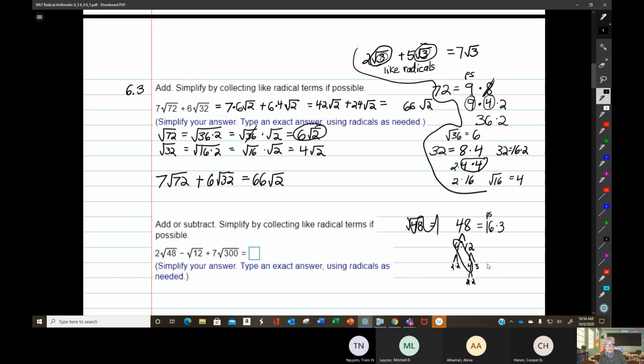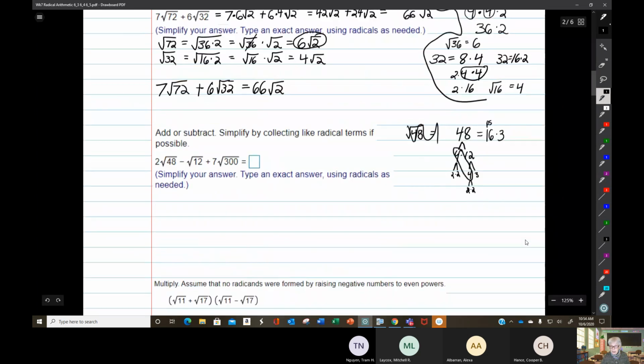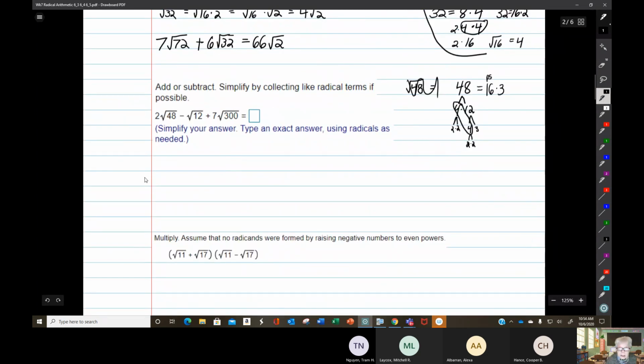Okay, pretty smart. So let's come down here and write it this way. The square root of 48 equals the square root of 16 times 3, which equals the square root of 16 times the square root of 3, and the square root of 16 is 4. So the square root of 48 is 4 times the square root of 3.